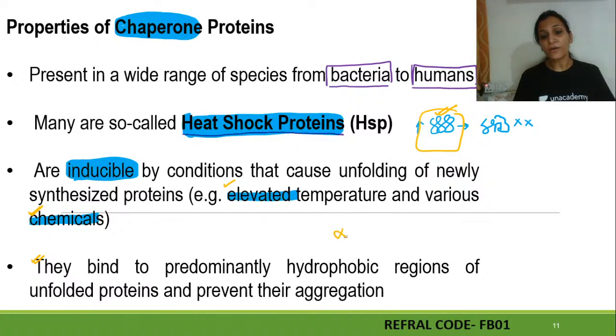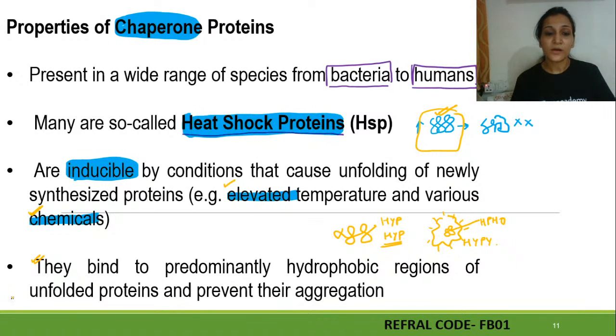Whenever we are talking about any particular kind of protein, the protein will be formed of hydrophobic regions and hydrophilic regions. The surface of the protein will be made up of hydrophilic molecules, and the interior will be made up of hydrophobic molecules. So the chaperones will bind to the hydrophobic ends and save the protein from aggregation or changing into its denatured form.